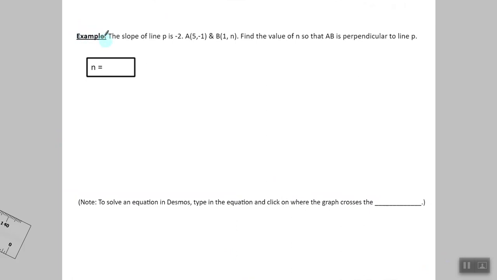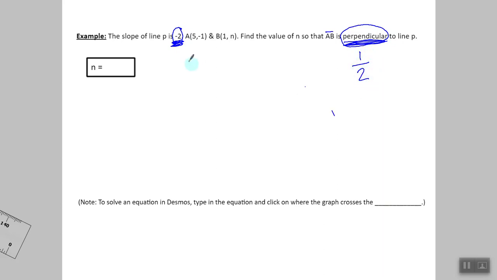Let's look at one more example. The slope of line P is -2. Point A is 5, -1, and point B is 1, n. Find the value of n so that AB is perpendicular to line P. I remember that perpendicular lines have slopes that are opposite reciprocals, and that's really going to help me do this the easiest way. The opposite reciprocal of -2 is positive 1/2.